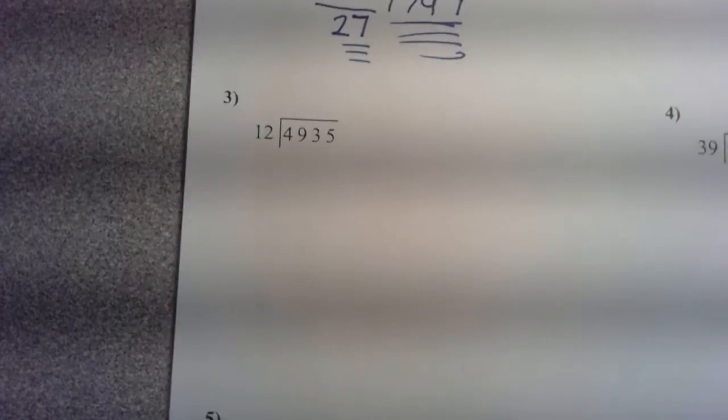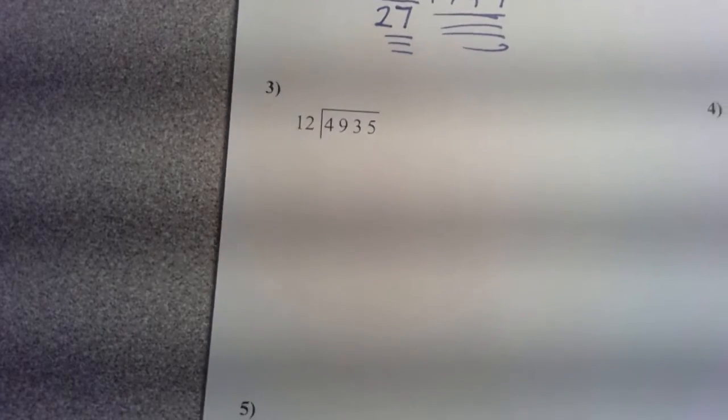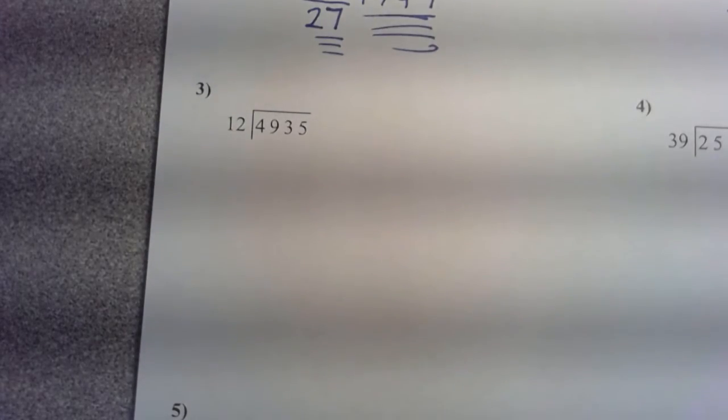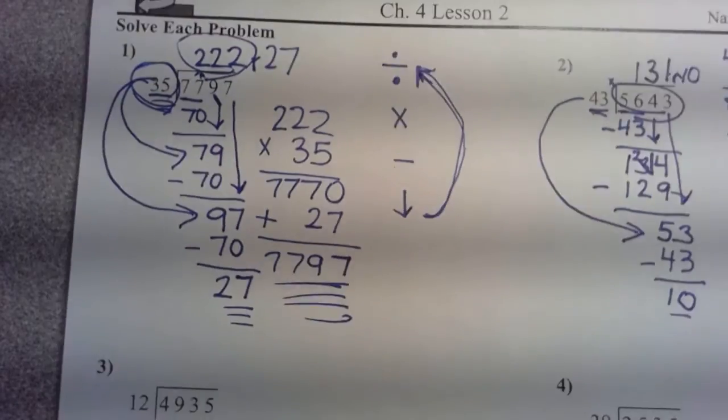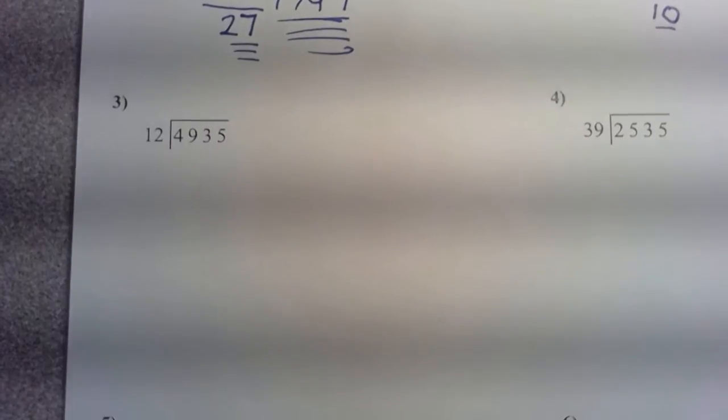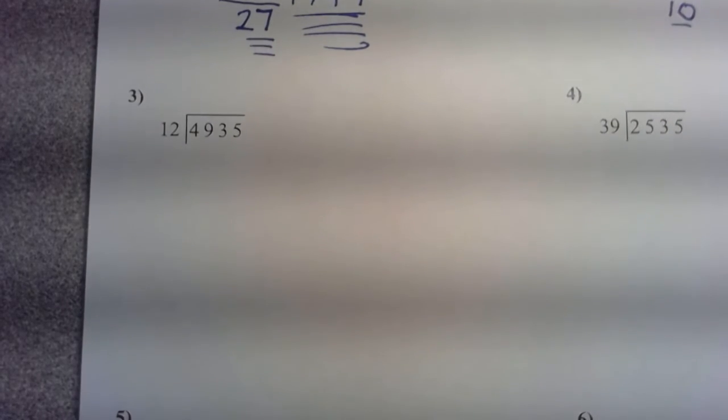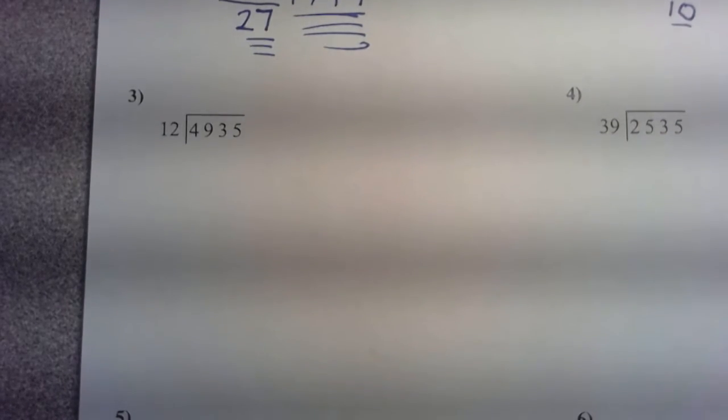All right, let's do a few more here. So what's the remainder? 10. 13 or 10? It's 131 remainder 10. Yeah. All right. I'm going to keep beating this into your head till you get it.